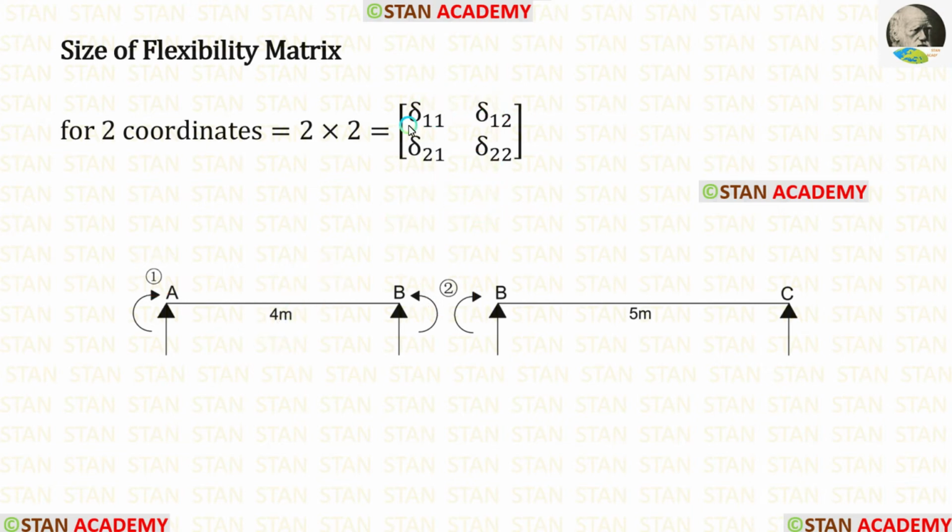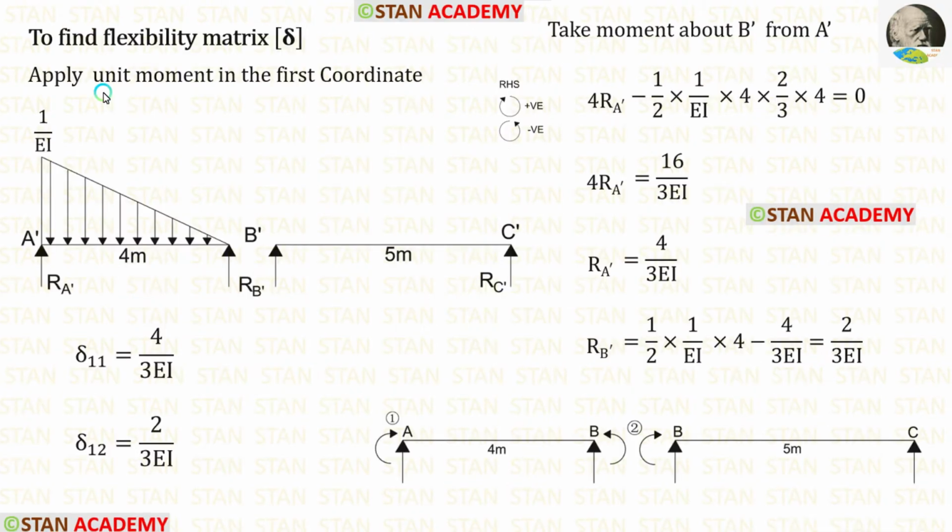In this matrix, now let us calculate the first row. For that, we have to apply unit movement in the first coordinate. The first coordinate is in the point A. So, we have to apply the unit movement in the point A. When we apply the unit movement, here the movement will be 1 and here it will be 0. Using that, we can make this diagram.